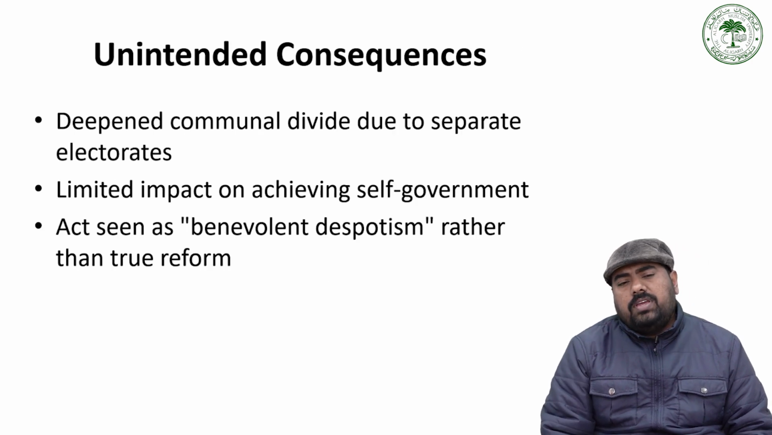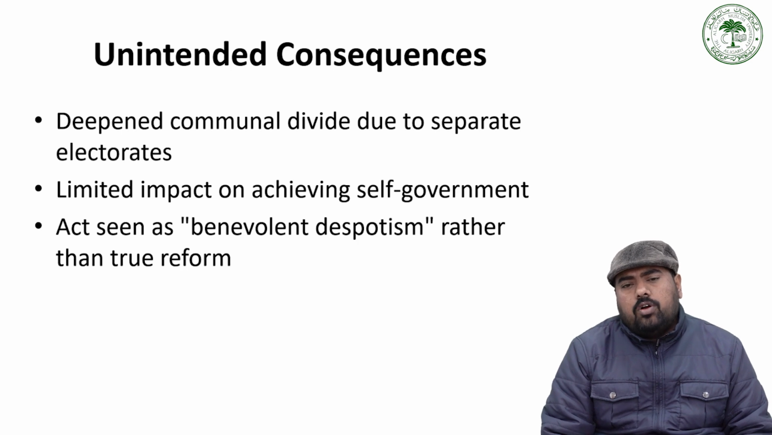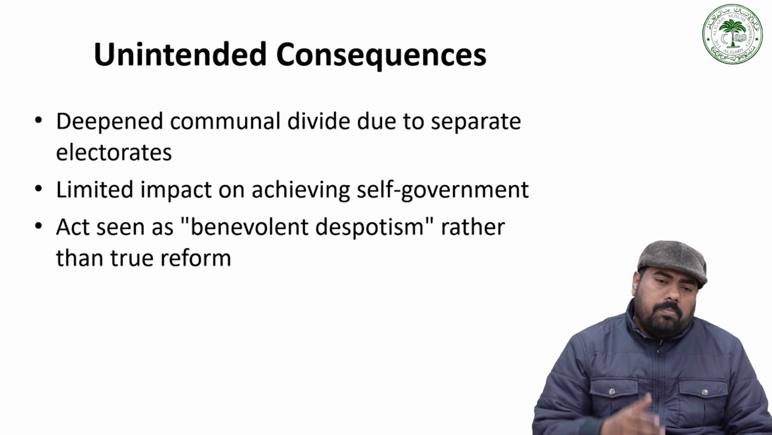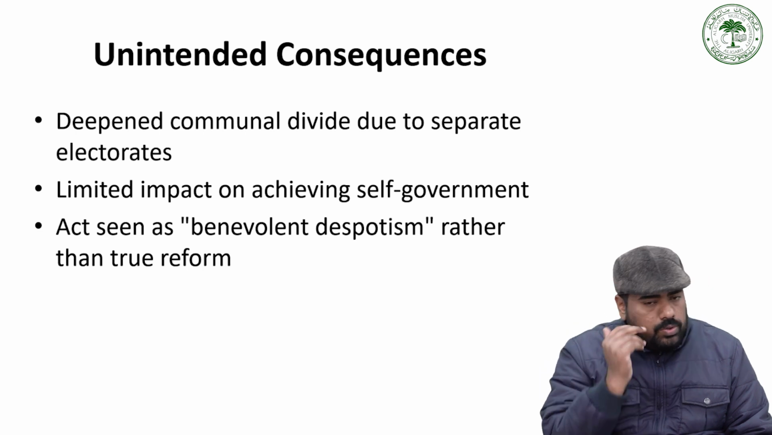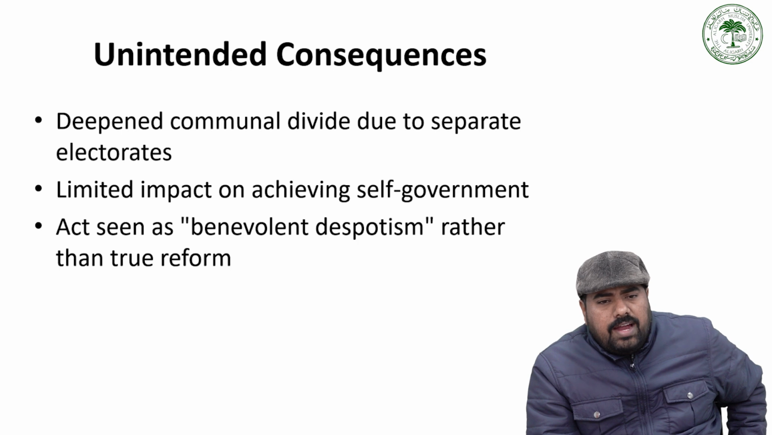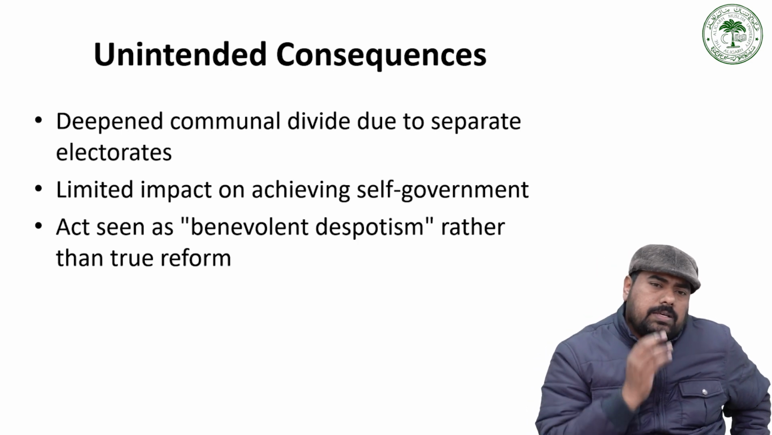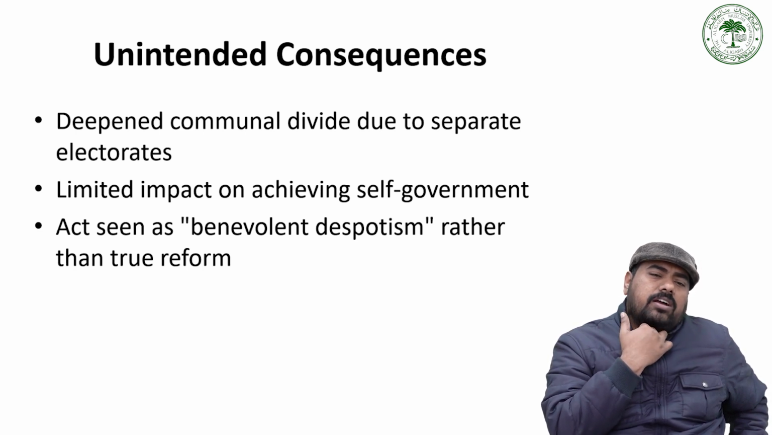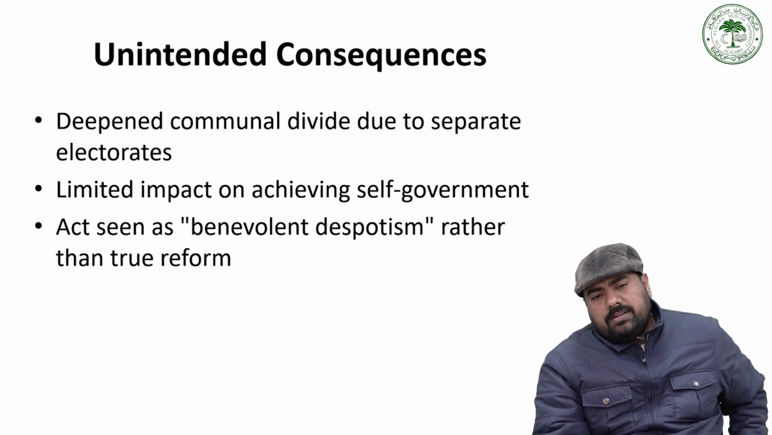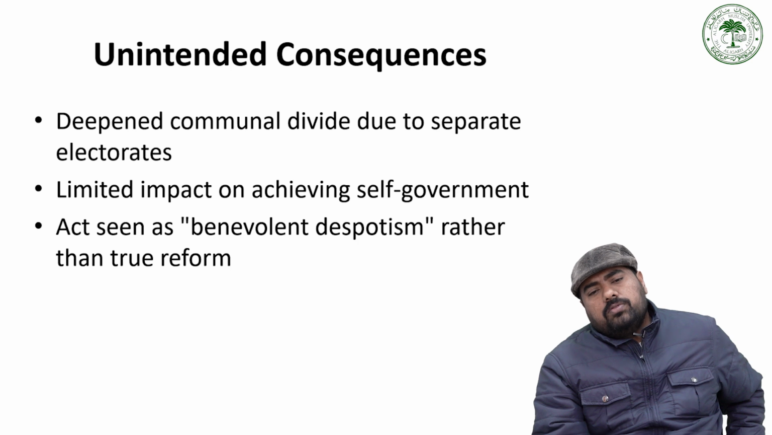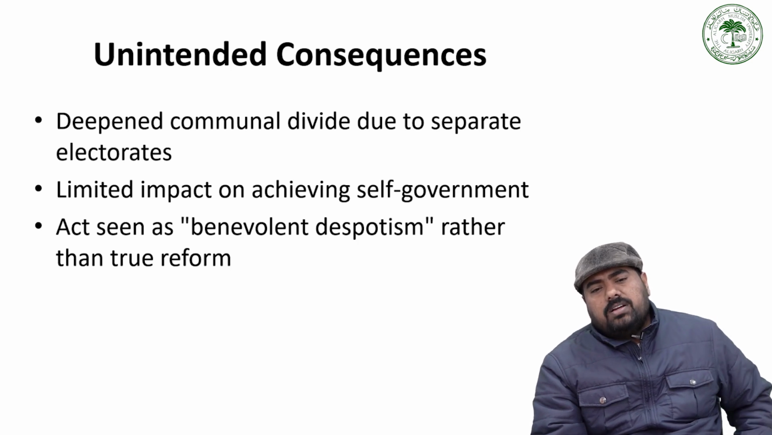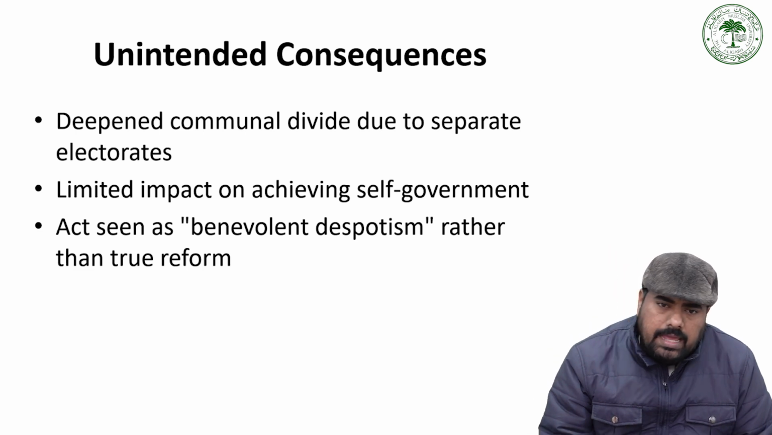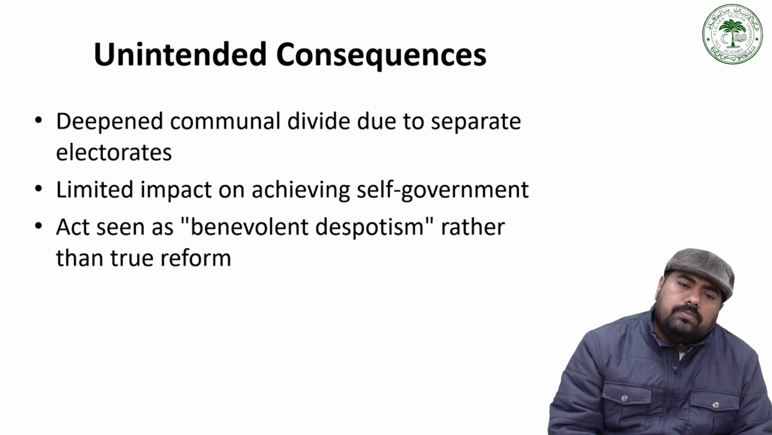If we see what were the unintended consequences, maybe the British Raj was using this tactic of divide and rule, and they in fact succeeded. Again, because of the unawareness of the British tactics, Indian National Congress leaders or Muslim League leaders got into the trap of this particular act, and there was also a limited impact on achieving self-government. This act was seen as benevolent despotism rather than true reform.